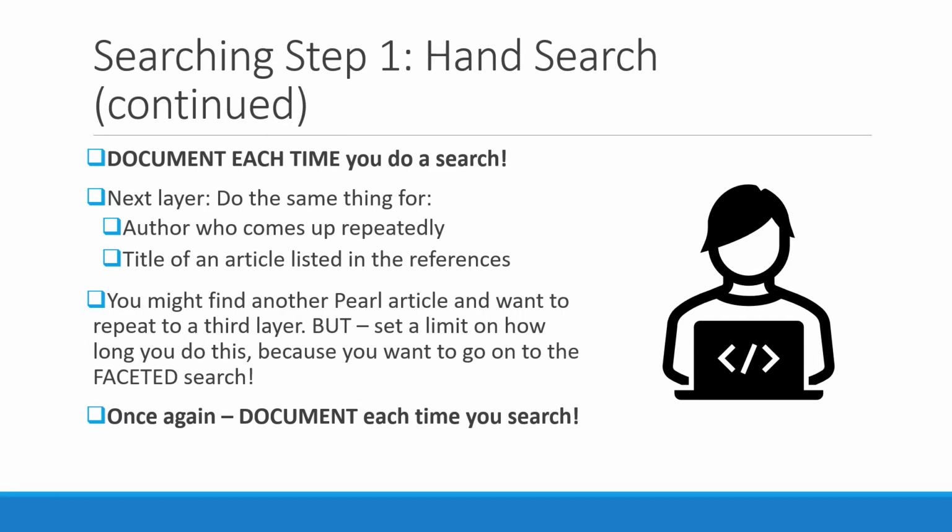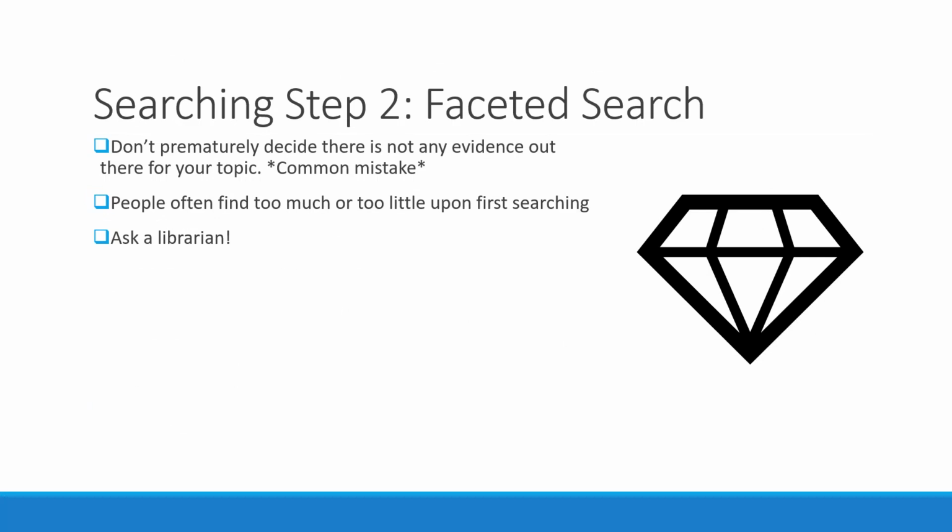So the next layer of a hand search, once you find other articles, you might be doing the same thing again, looking for other articles by that author, looking for other articles in the references of that same article, or looking at the search terms that that article listed as keywords. Okay. You might go on to a third layer, but I would set a limit as to how long you do this because you can go down a rabbit hole and you want to be able to move on and do some other kinds of searches. And again, don't forget, document each time you search.